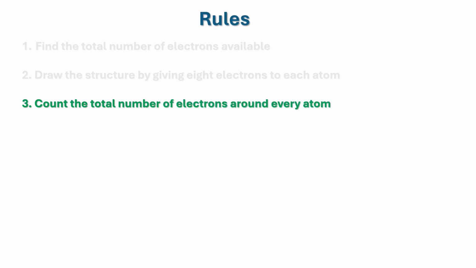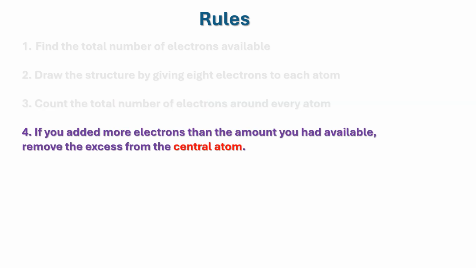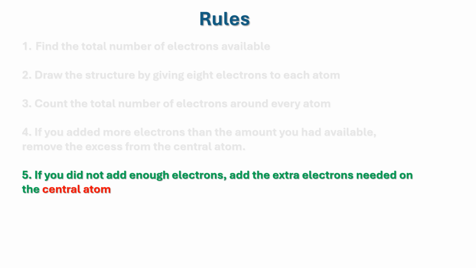Number 3, we'll count the total number of electrons around every atom to ensure that they have 8 electrons. And if we added more electrons than necessary, we need to remove the excess electrons from the central atom, from the one in the middle. Number 5, if you did not add enough electrons, you would need to add the extra electrons needed around the central atom as well. Just like you remove from the central atom, you would add to the central atom if needed.